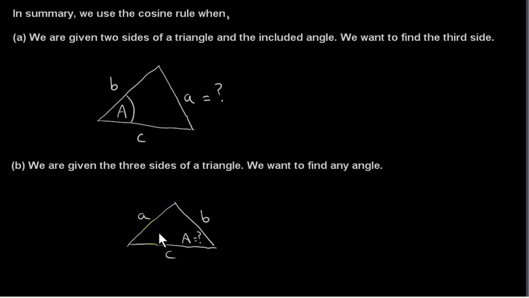So these are the two situations where we have to use the cosine rule. Well, you don't have to remember this, of course. If you forget this, you can attempt to solve these triangles using the sine rule, and you will find that you won't have enough information. So basically, we use the cosine rule when we don't have enough information to use the sine rule.